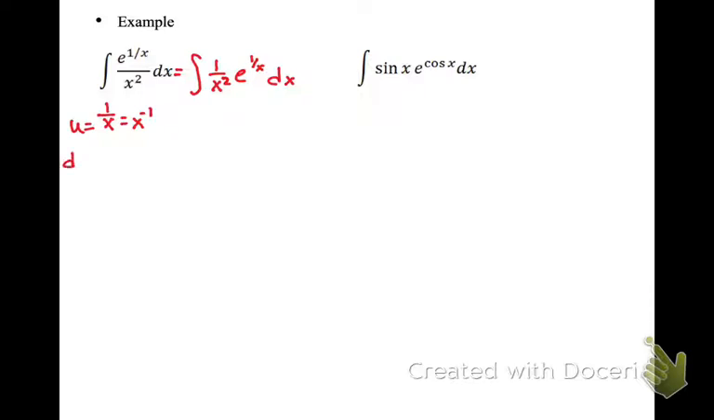So du is what? Negative x to the negative 2. Wait, what happened to the 1? x over 1 is the same as x to the negative 1, because I took it out of the denominator and put it in the numerator. So if it was 1 over x squared, what is x to the negative 2? Negative 1 over x squared. So we're just missing a negative.